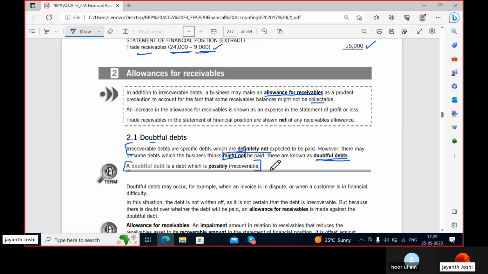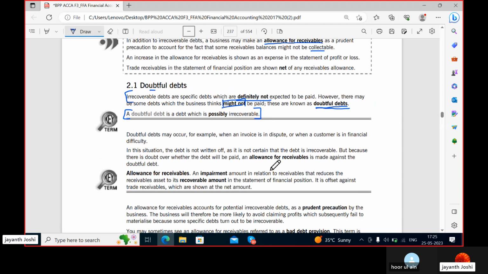So doubtful debts may occur when an invoice is in dispute or when a customer is in financial difficulty. In this kind of situation, the debt is not written off because the scenario is not clear whether we are going to receive it or not. So that's the reason it will not be written off, as it is not certain that the debt is irrecoverable. But because there is doubt over whether the debt will be paid, an allowance for receivables is made. So here we are getting another option for doubtful debts. We can show an allowance for receivables against that doubtful debt. So what is allowance? Allowance is impairment. Impairment means decrease in value.